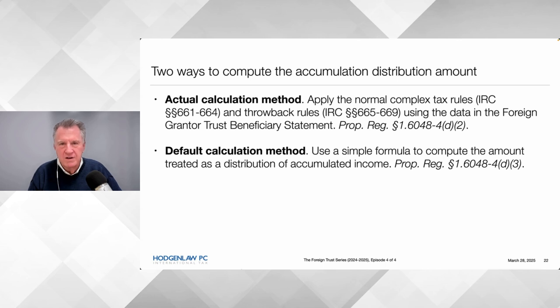And the default method is when you have insufficient data to do the actual calculation, like the trust's accounting records have gone to hell and you have just wild gaps and you can't calculate, back to the beginning of time, how much, what happened in the economic life of this trust. And the default calculation method says, well, if you cannot use the actual calculation method, here's a little simple math puzzle that you can use, and we'll just apply it, and it'll tell you of a distribution, how much of that distribution is an accumulation distribution.